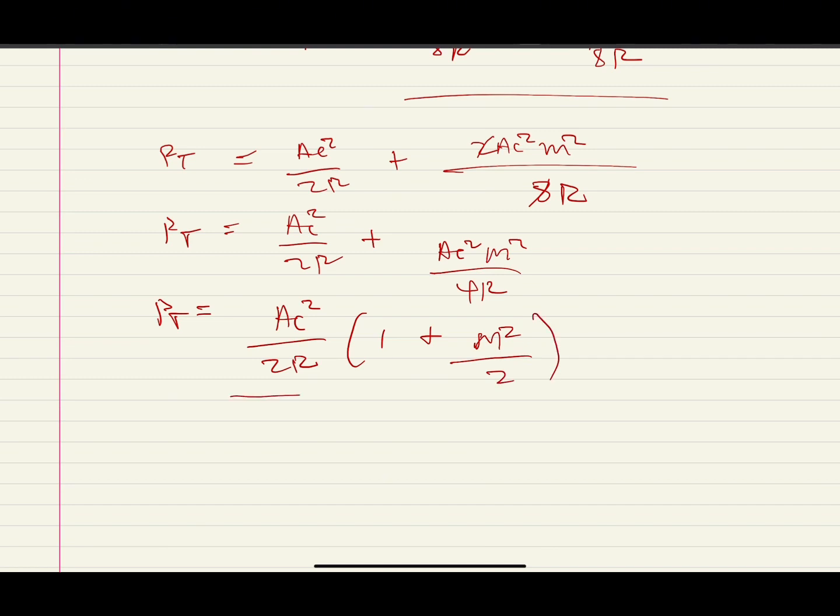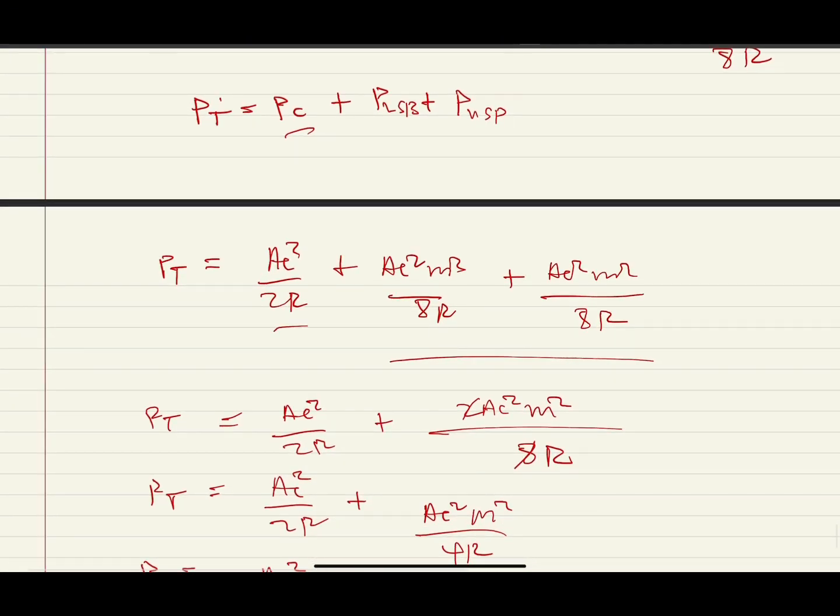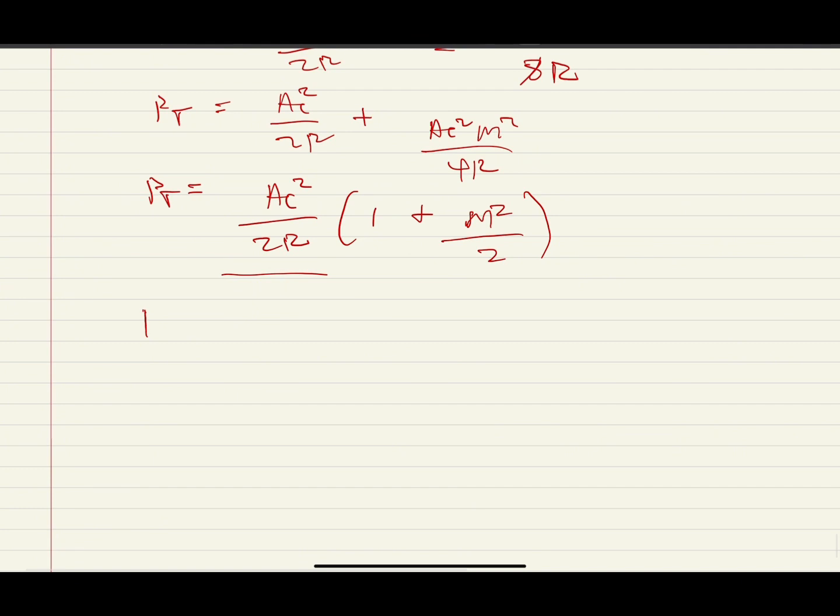As you can see, this AC squared over 2r represents the PC, which is this one, right? And therefore, we can say that our PT equal to PC into bracket 1 plus m squared over 2. So this is the total power requirement for the AM modulated signal. If you are given the power for the carrier signal and the modulation index, you'll be able to calculate the total power requirement of the AM modulated signal.